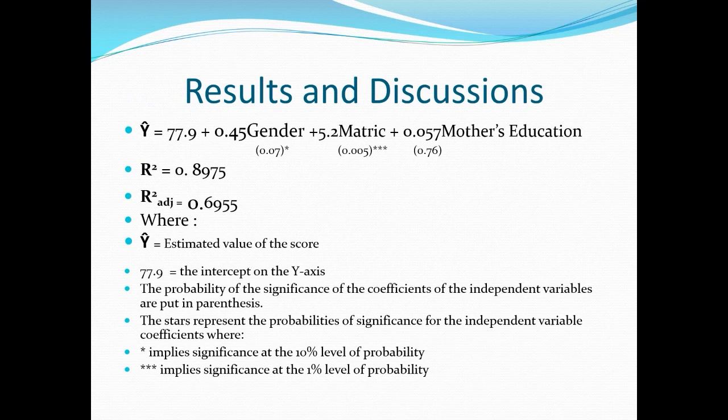So we now do what we have mentioned. For male and female, we use the dummy variable. For the level of education of their mother, we use 1 for first degree, 2 for second degree, and 3 for third degree. And we run the regression and we get, say, this is hypothetical, it is not based on any empirical data, estimated Y equal to 0.45 gender plus 5.2 matric plus 0.057 mother's education. And then you have in parentheses the probabilities.